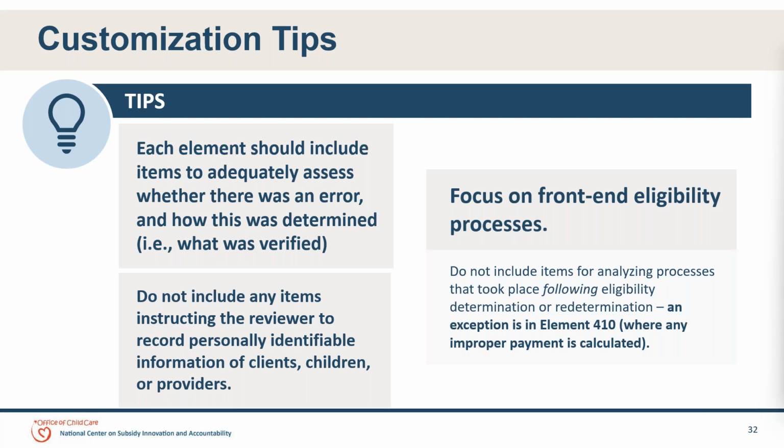Throughout the worksheet, focus on what we call front-end eligibility processes. So we're interested in what happened during eligibility determination or redetermination. That is the scope of this error rate review. So don't include items for analyzing what took place following eligibility determination, things like payment processing, attendance, and so on. We call those back-end processes. The exception to this is in element 410, towards the end of the worksheet, and that's where any improper payment is calculated.